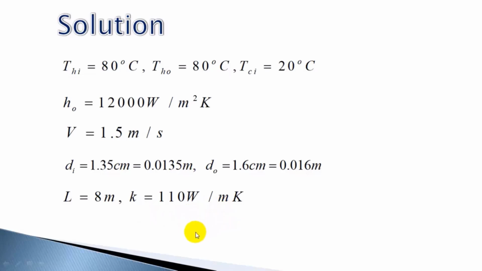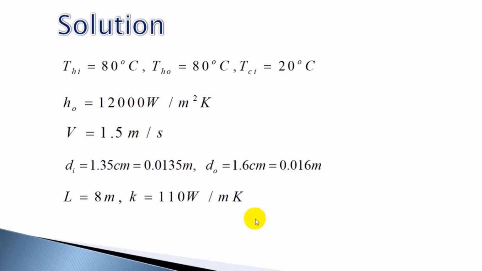Now, to find the inside heat transfer coefficient, you are given the velocity and the diameter of the pipe where the fluid is flowing. The inside diameter of the tube is 1.35 centimeters. Through this tube, water is flowing at 1.5 meters per second. So you have to use some convection correlations to find the inside heat transfer coefficient.